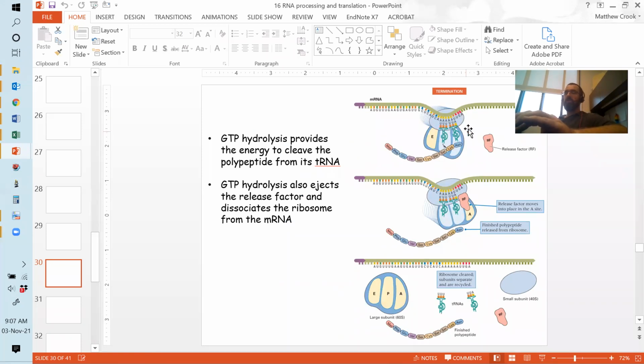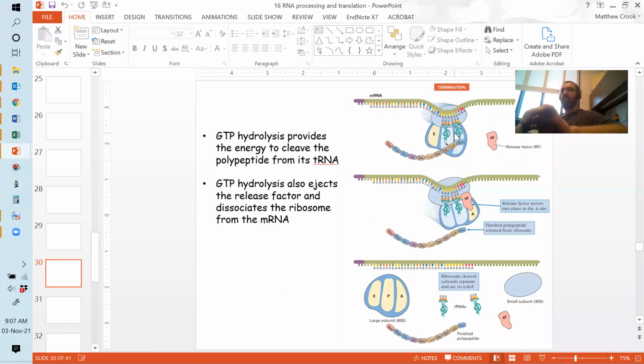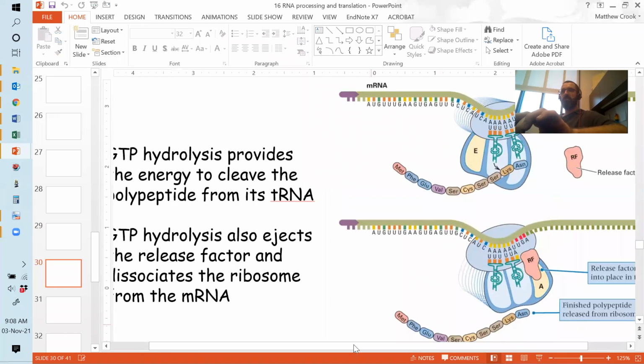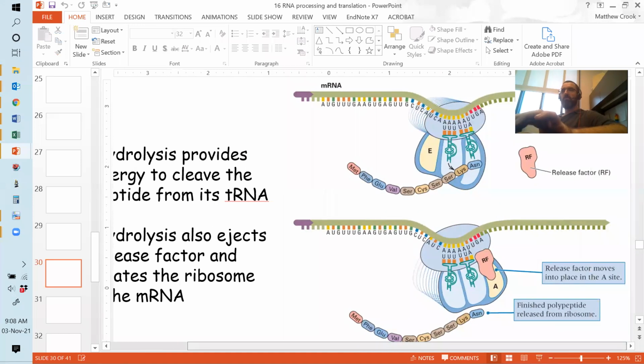Anyway, at some point the ribosome will move along so that the P site is now over a stop codon. And so there's a couple of things going on here, right? One is we have our polypeptide attached to a tRNA that's now in the P site.